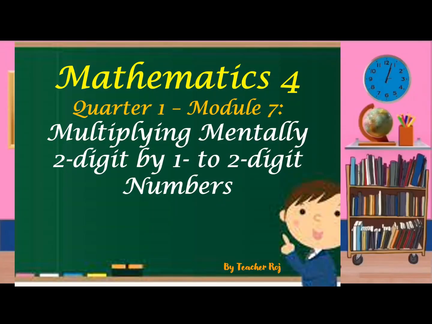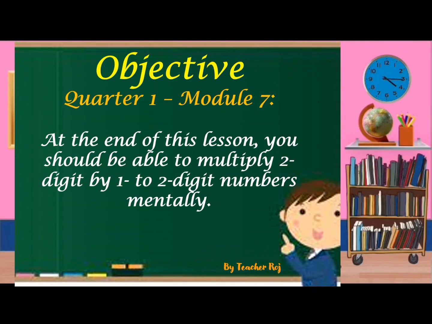Our topic to be discussed is about multiplying mentally 2-digit by 1 to 2-digit numbers in Mathematics 4, Quarter 1, Module 7. The objective of this topic: at the end of this lesson, you should be able to multiply 2-digit by 1 to 2-digit numbers mentally.